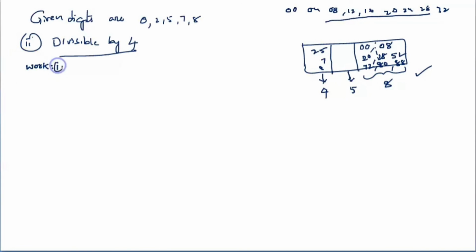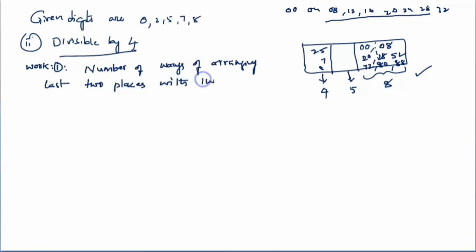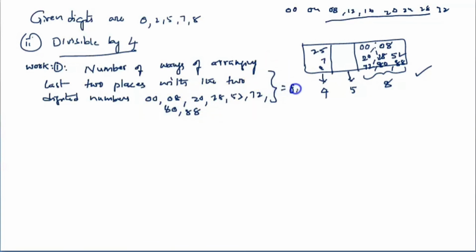Work 1 is the number of ways of arranging the last two places with the two-digit numbers: 00, 08, 20, 28, 52, 72, 80, 88. That is equal to 8 ways. This is the first work.